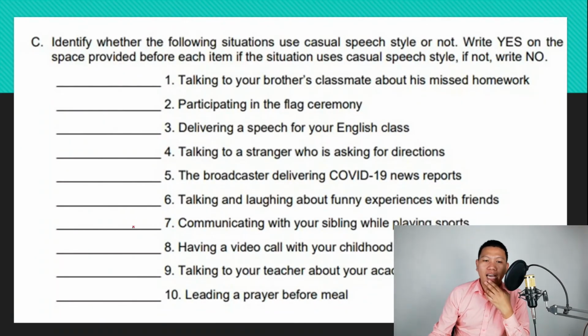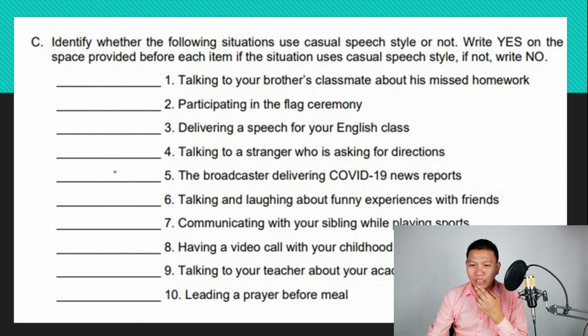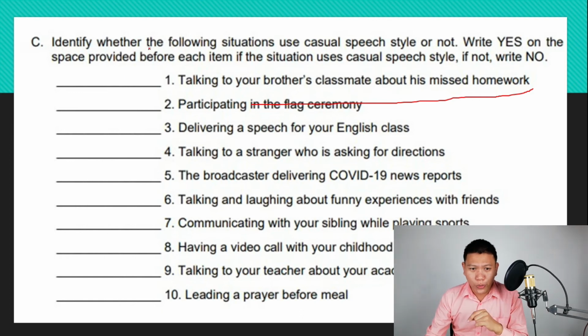Letter C, identify whether the following situations use casual speech style or not. Write yes on the space provided before each item if the situation uses casual speech. Okay, if not, write no. So yes or no. Remember, when we use casual speech style, we don't necessarily need to have closeness with the people we speak to or we talk to. No close relationship needed. So talking to your brother's classmate about his missed homework, you don't have to be intimate with your brother's classmate unless you have a relationship. So it's no.